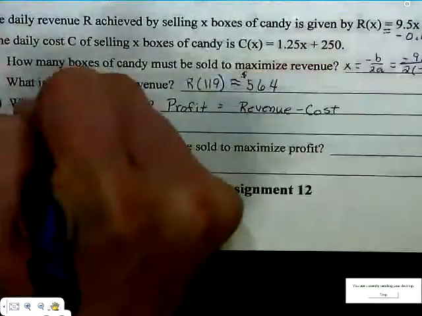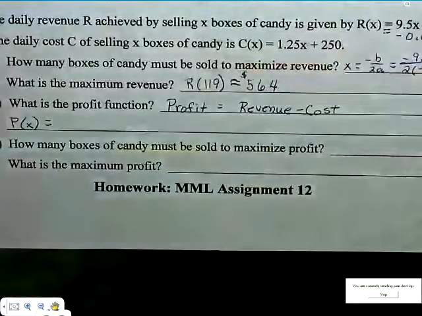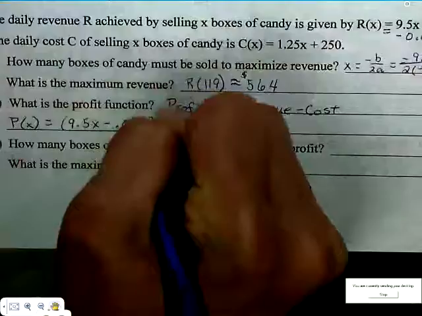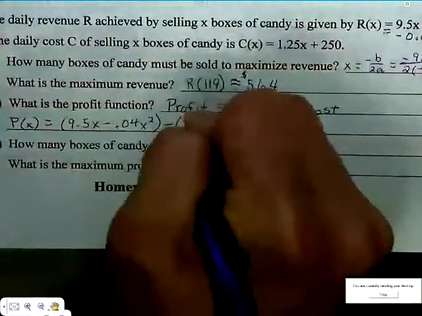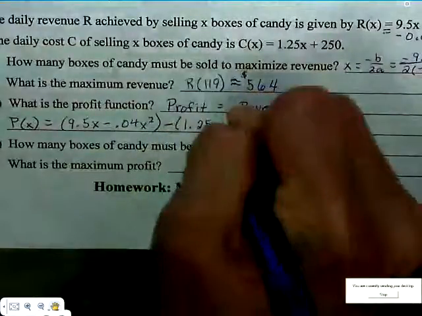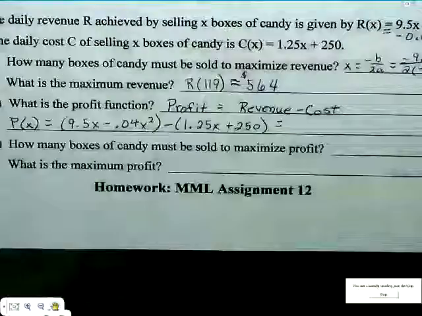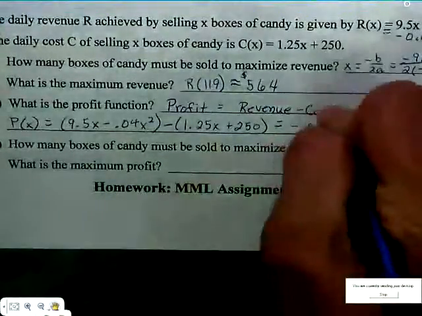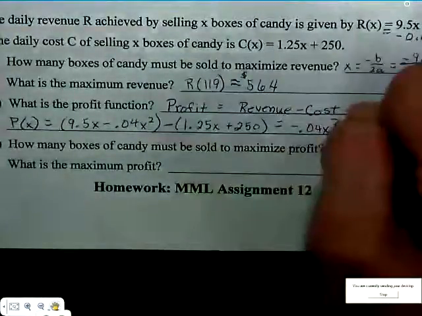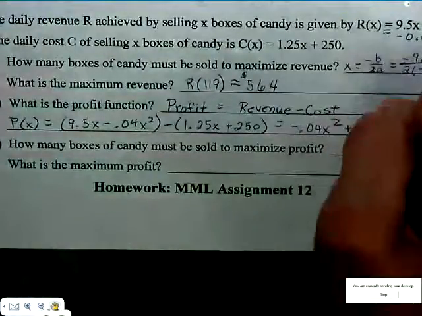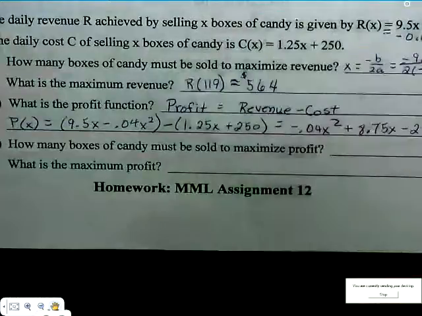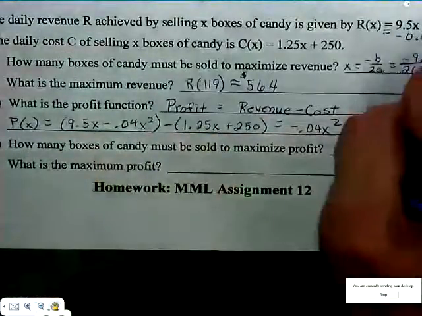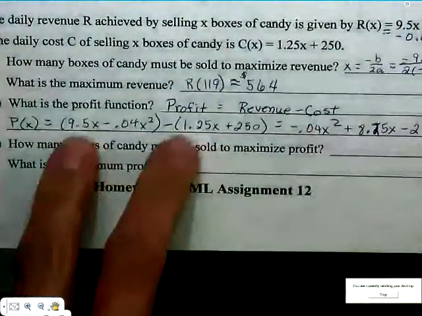So if we let P of X be our profit function, then it's our revenue function, 9.5x minus 0.04x squared, minus our cost function, 1.25x plus 250. If I distribute that negative completely and then combine like terms, I'll have my profit function. I'm going to write it in descending order. Negative 0.04x squared plus 8.75x minus 250, if I've done all that correctly in my head. $9.50 minus $1.25 is $8.25, not $8.75. Yeah, $8.25, and then minus the 250.